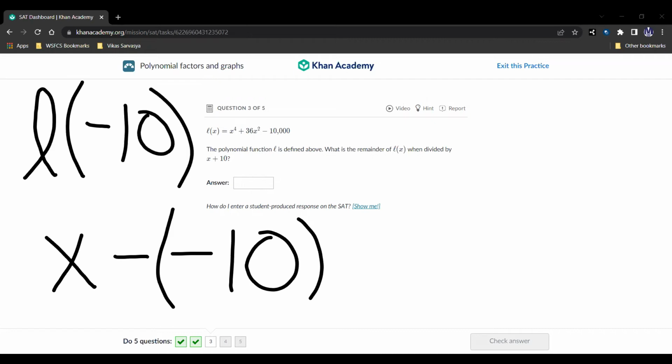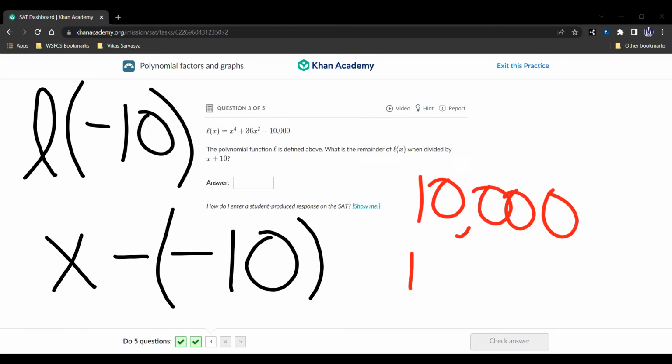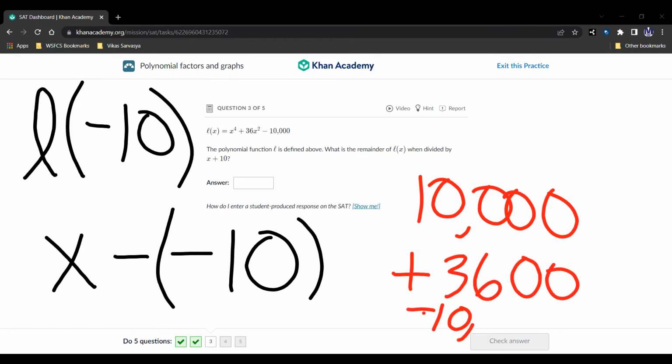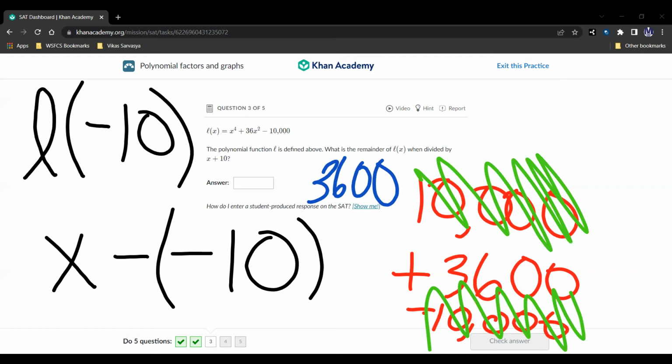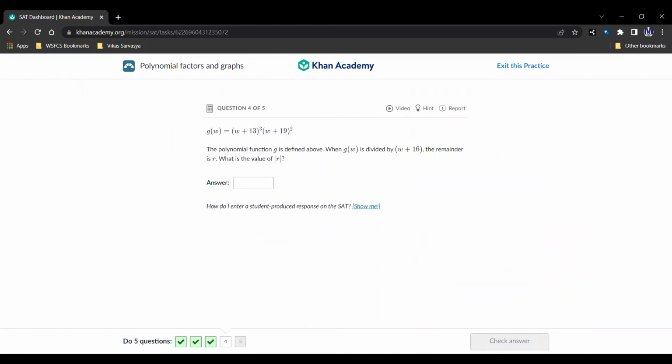Well, negative 10 to the 4th power is going to be 10,000 plus the 36x squared, which is 3,600, minus the 10,000. So these two are going to cancel out. And our answer is just going to be 3,600 as the remainder. Right, simple as that. We didn't need to divide, we didn't do long division. We just plugged in a number, we figured it out, and our answer is 3,600. Let's move on. All right, next question.